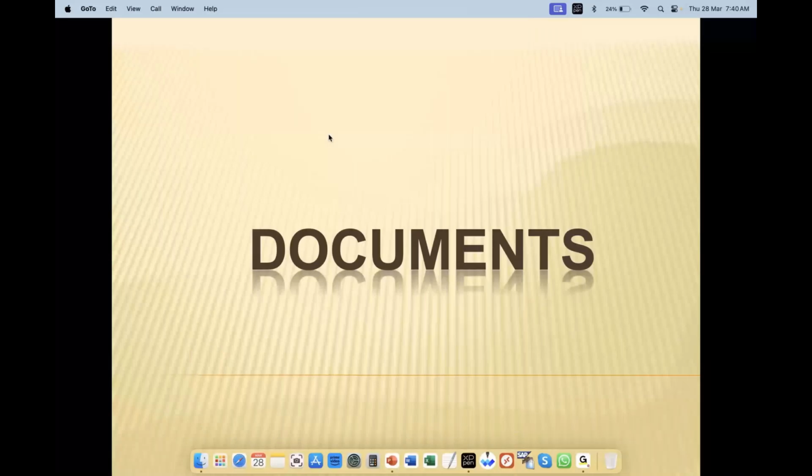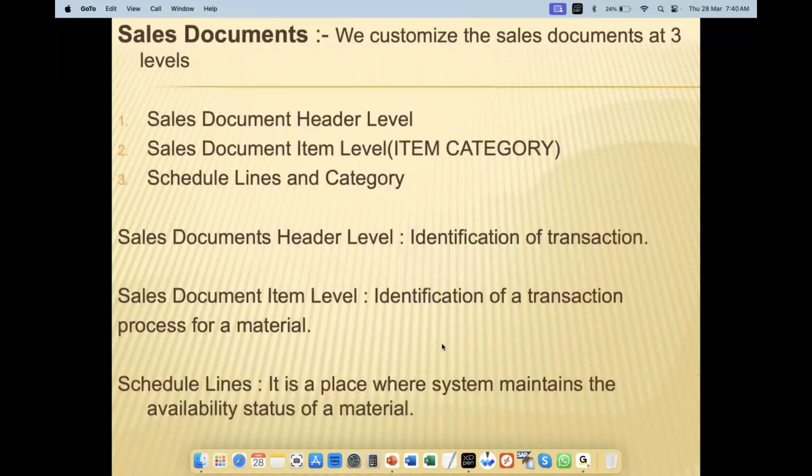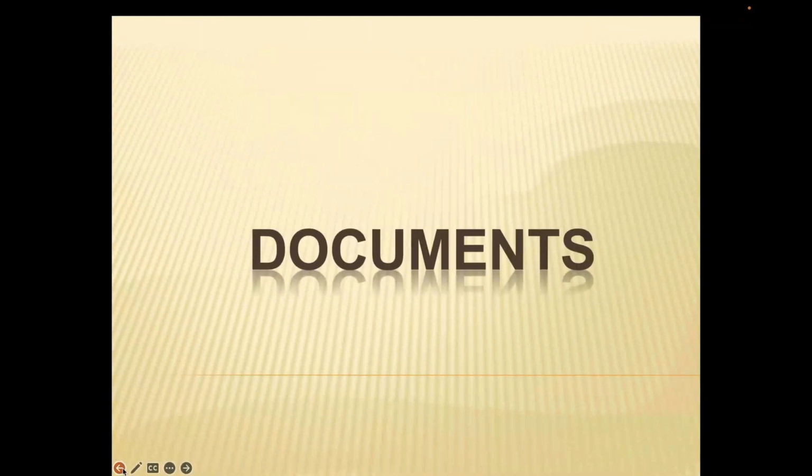Okay, thanks for waiting, everybody. So, till yesterday, we were working on master data. I said, moving forward, today we are going to start understanding the next phase of customizing, that is documents.